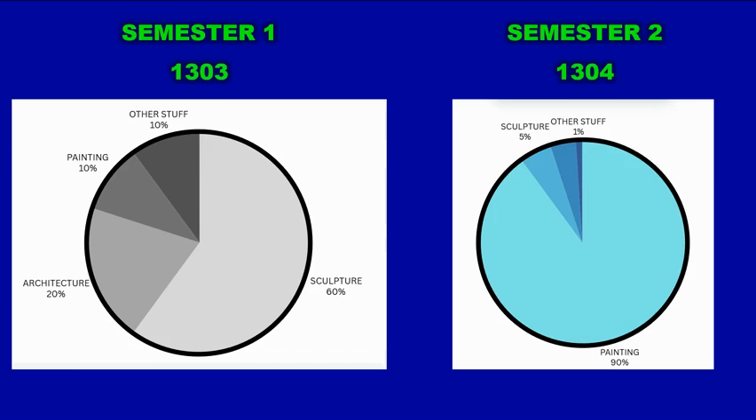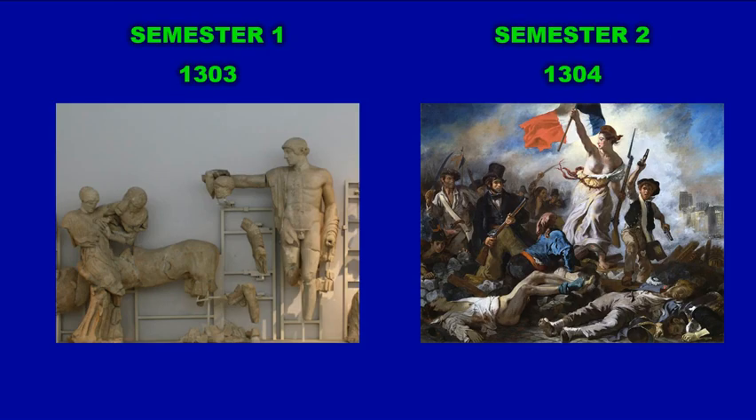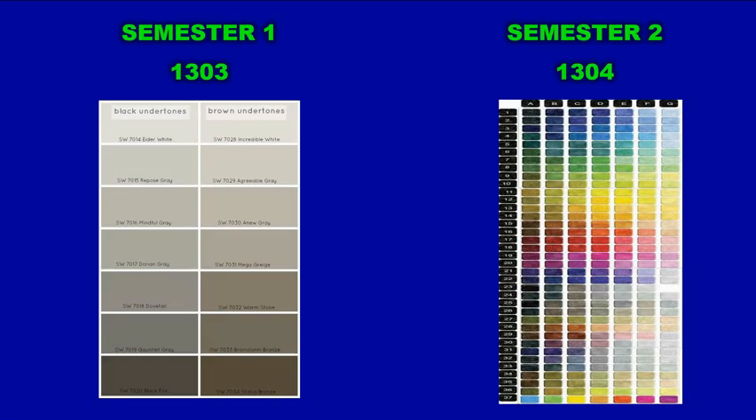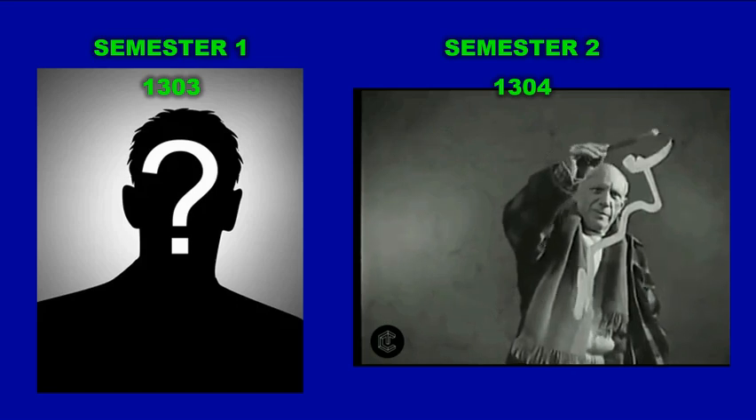In the second semester, it's almost all painting that we're going to be looking at, a little bit of sculpture, and a little bit of other stuff. So the first semester is sculpture heavy, and the second semester is painting heavy. A couple other differences: in the first semester, these are pretty much the colors we're going to be working with. We're looking at a lot of sculpture and architecture, and it's not very colorful. The second semester, since we're looking at a lot of paintings, does become very colorful.